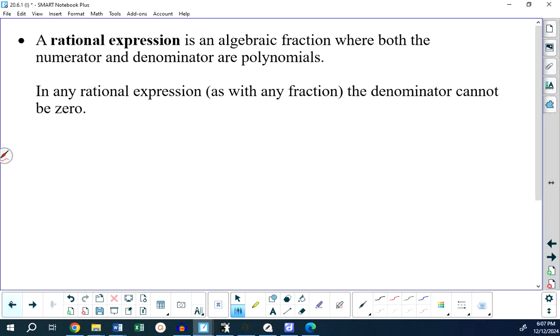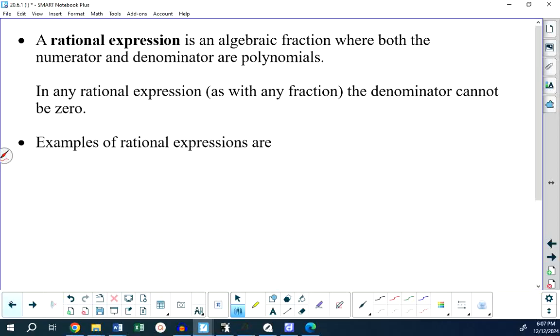Since a rational expression is a fraction, we need to be aware of the fact that the denominator is never allowed to be zero. You cannot divide by zero. And when you have zero in a denominator, that's exactly what you're doing. You're trying to divide by zero.